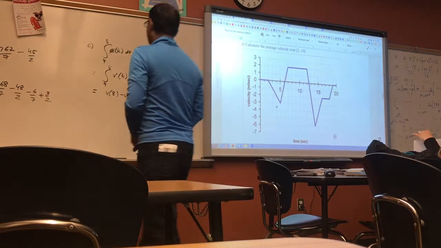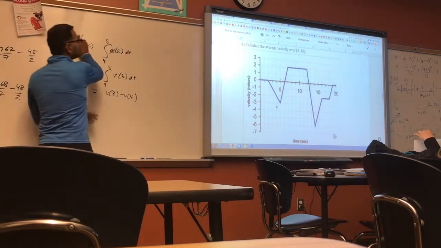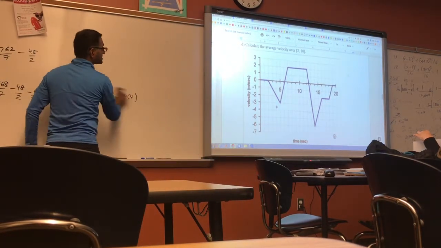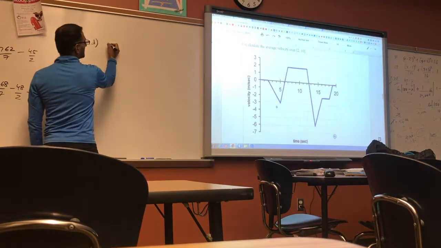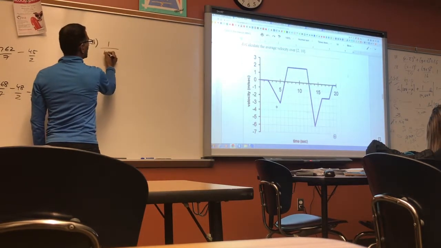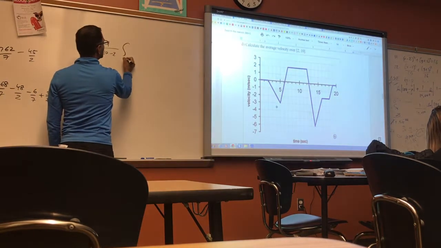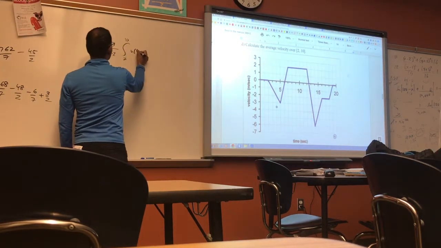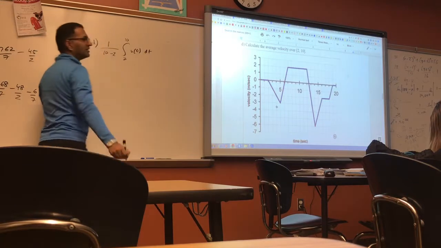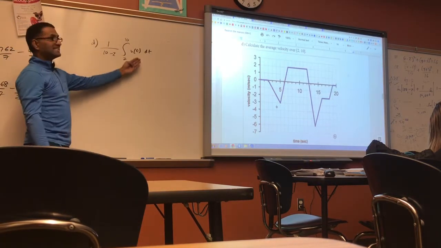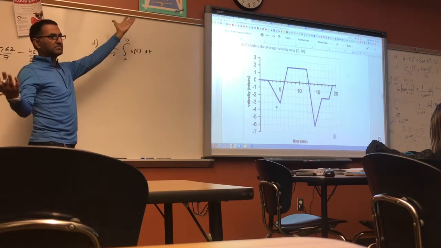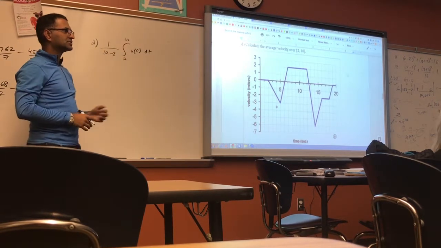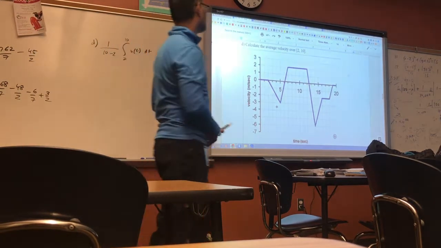Okay, D. Interpret the problem exactly the way it's written. D says, calculate the average velocity. So what am I writing? 1 over 10 minus 2, integral from 2 to 10 of the velocity function. Is that just the area under the curve of the velocity function? Let me take it. Just slow down, think through it. There's no rush. Don't memorize any of this stuff.